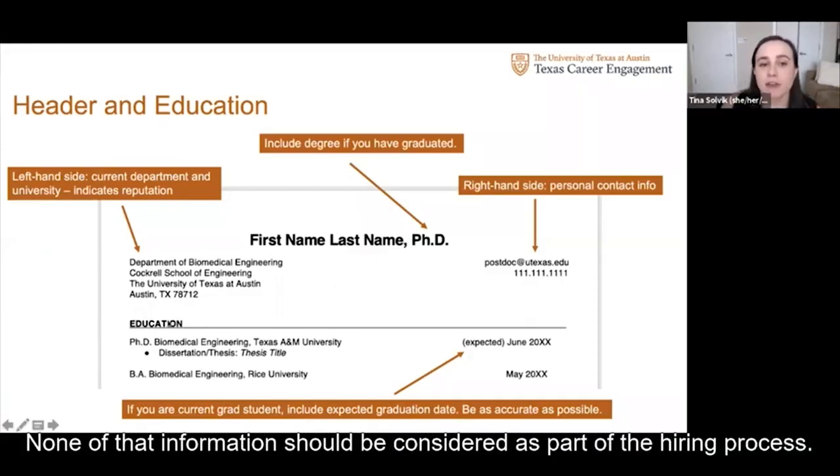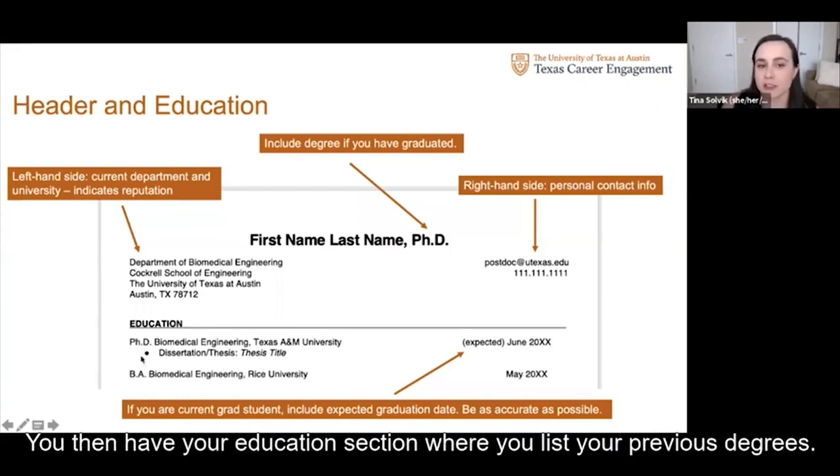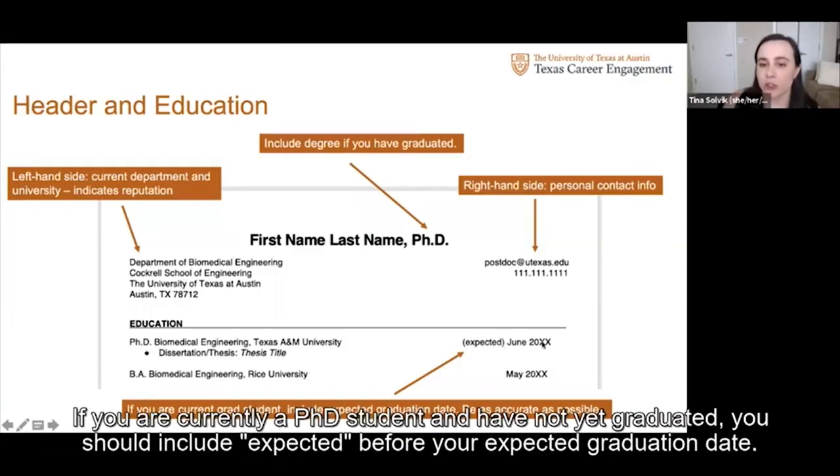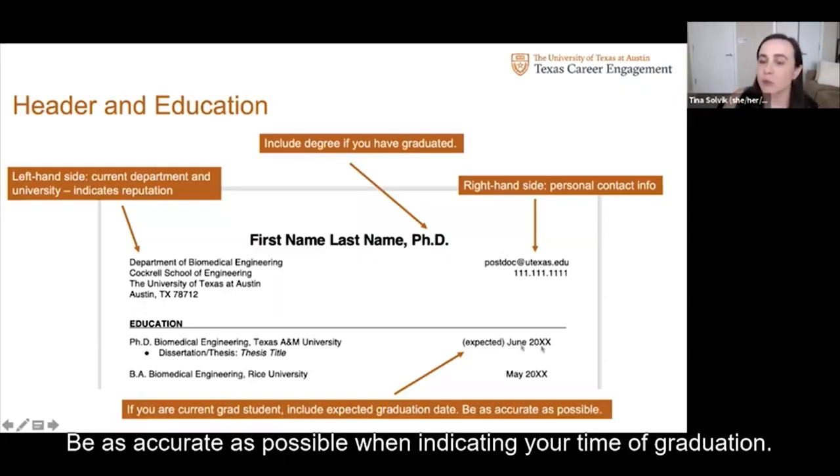You then have your education section where you list your previous degrees. If you are currently a PhD student and you have not yet graduated, you should include "expected" before your expected graduation date. You want to be as accurate as possible when you're indicating your time of graduation.